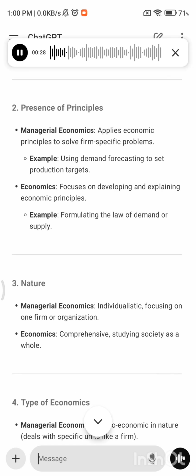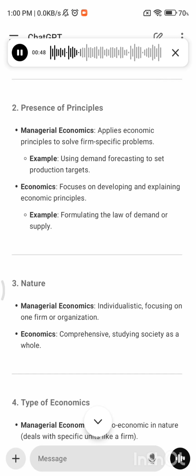Application of principles. Managerial economics applies economic principles to solve firm-specific problems. Example, using demand forecasting to set production targets. Economics focuses on developing and explaining economic principles. Example, formulating the law of demand or supply.